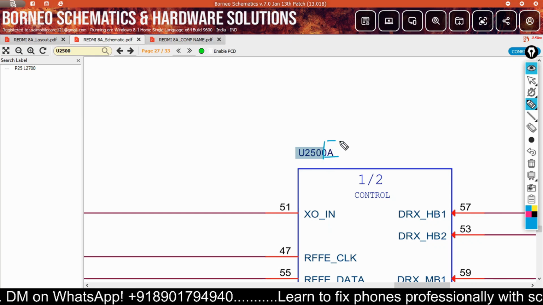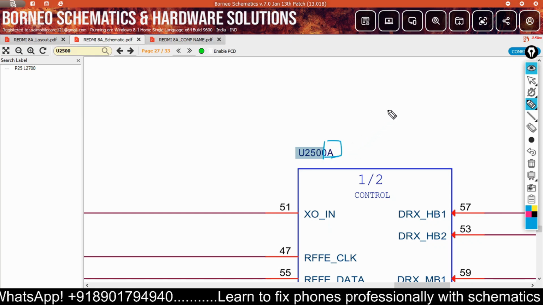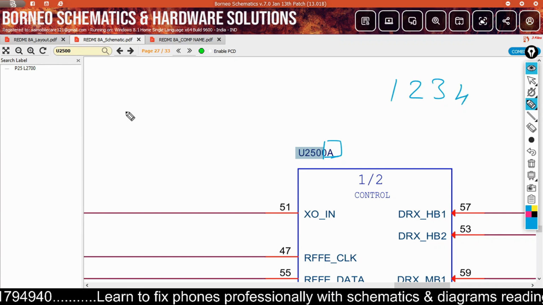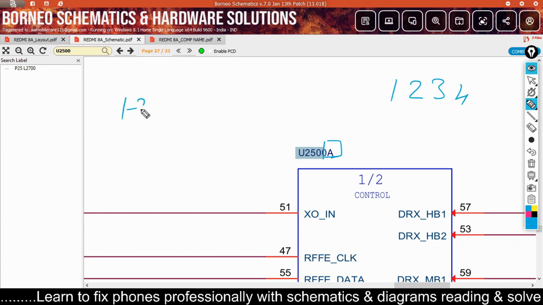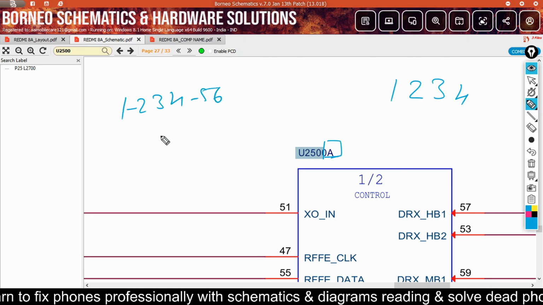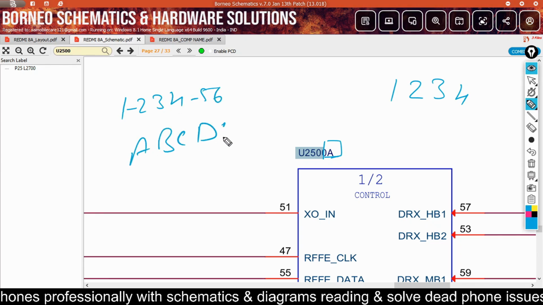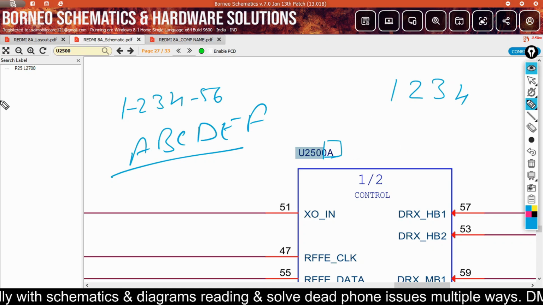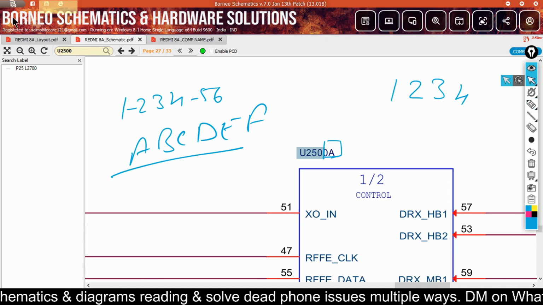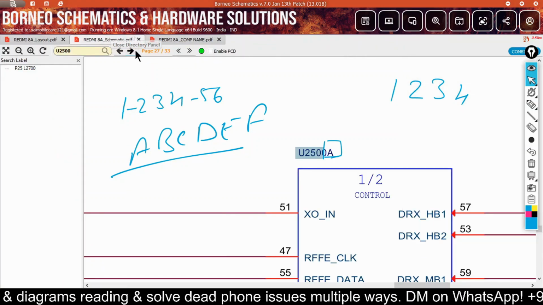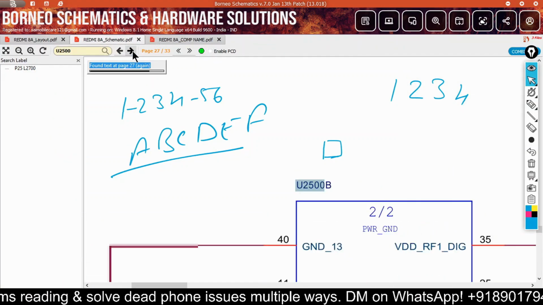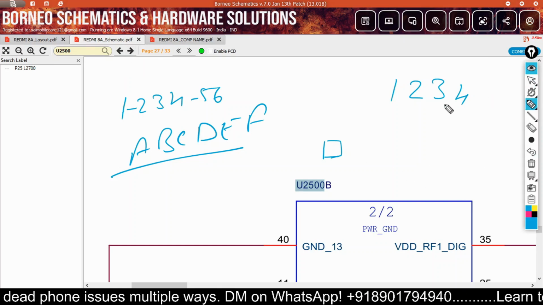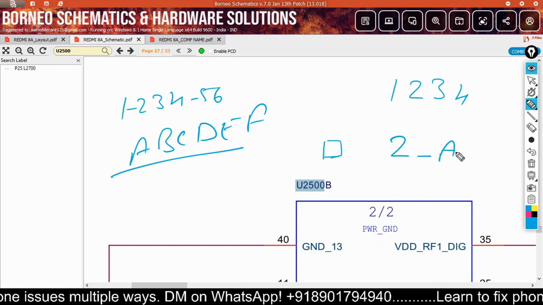This one, the last digit is a block, like 1, 2, 3, 4, right? If an IC has 6 blocks, maybe 1, 2, 3, 4, 5, 6, maybe A, B, C, D, E, F, like this. So there is A and B, right? If we click next here, just a second, only A and B. So this WTR IC, I mean to say this RFIC, has 2 blocks, A and B.